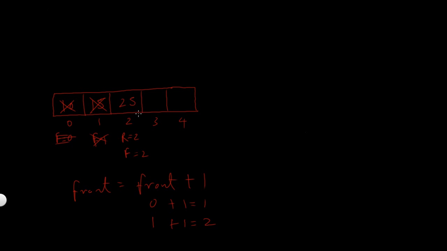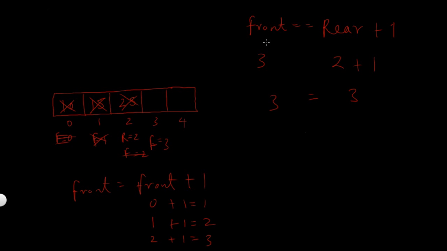Now again, if I delete another element from this queue, then this 25 will get deleted and this queue will become empty. So let's see, the value of front is 2, so 2 plus 1 is equal to 3. Now front becomes equal to 3 and this element gets deleted. Now let's check this condition. The value of front at this point is equal to 3 and the value of rear is equal to 2. So 2 plus 1 is equal to 3. So this condition becomes true. The value of front is equal to rear plus 1, and when the value of front is equal to rear plus 1, as you can see here, then in this case the queue is always empty.